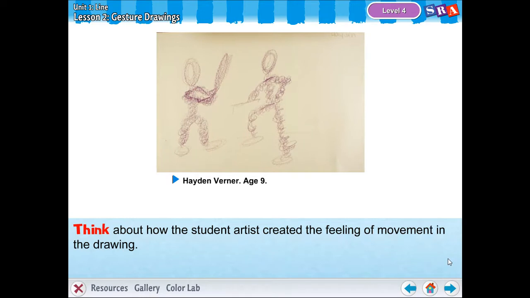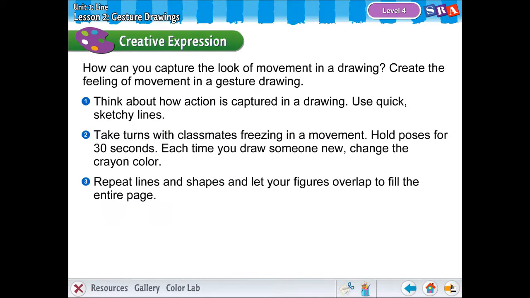So you can tell these drawings are people and you can tell that they're not calm and they're not standing still. You can tell that they're in the act of moving. How can you tell? How can you capture the look of movement in your drawing?